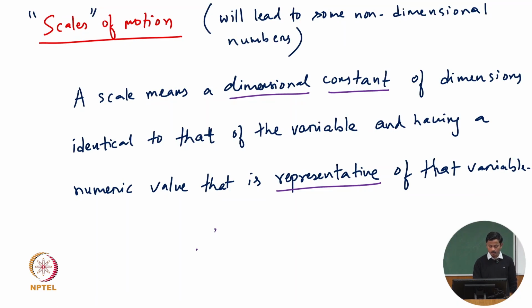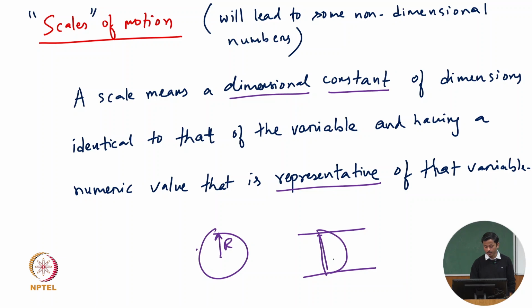So for different purposes, the scales that you choose will vary. For example, if you're looking at motion on earth, then you will be choosing the radius of the earth as the reference length scale. If you're looking at flows in your lab, in your home, you will be choosing the diameter of the pipe as the reference scale. So that's the reason why I'm saying that scale is variable. It's not constant for everything that is happening around us. So let's discuss some representative scales.